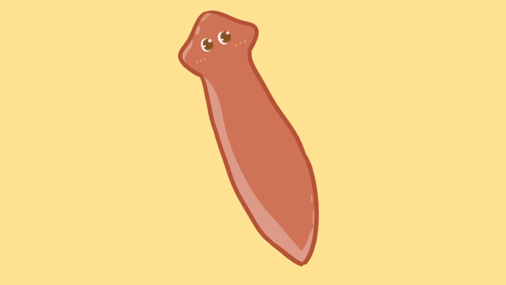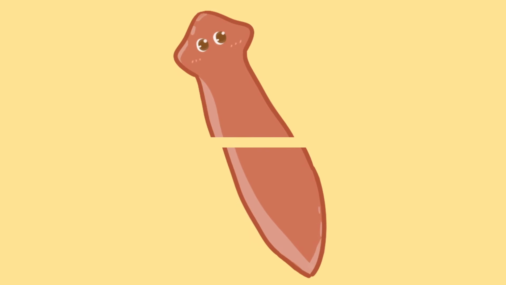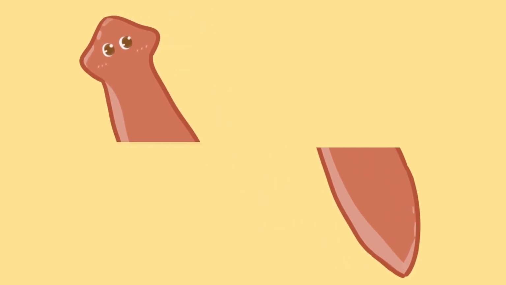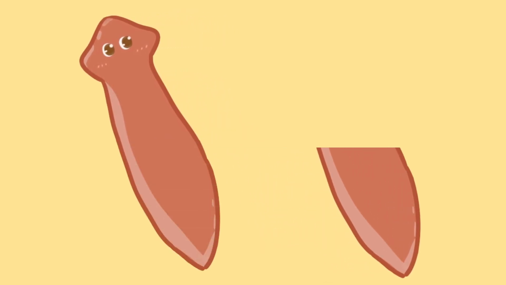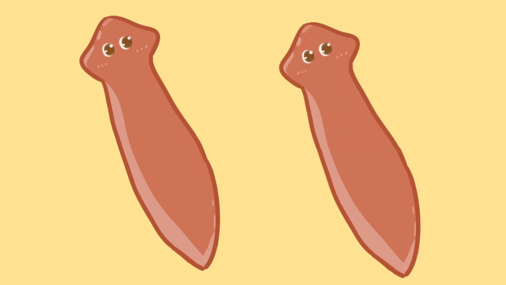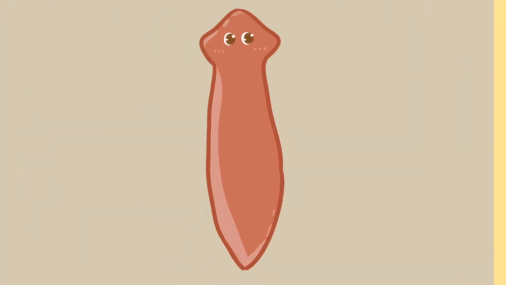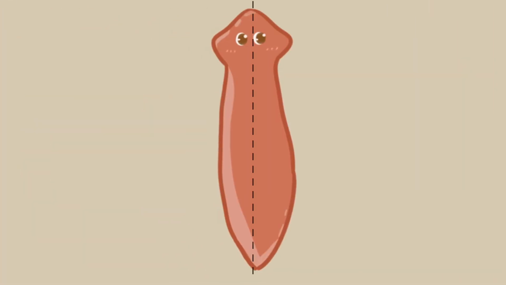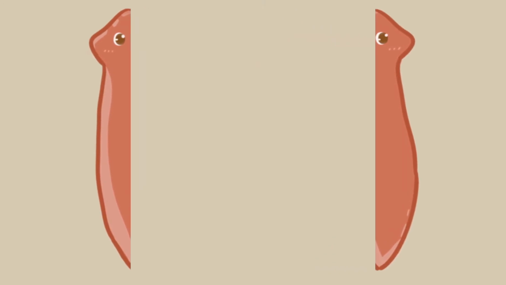If cut in half, the anterior half will generate a new tail region from its posterior cut surface, while the posterior half will regenerate a new head region from its anterior cut surface. If it is cut lengthwise, the planaria will regenerate the missing halves.